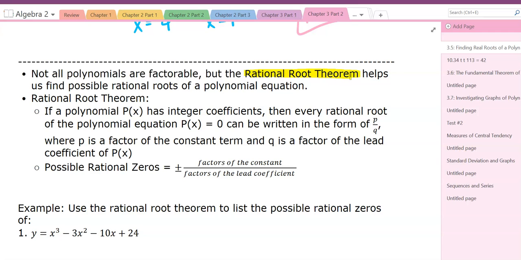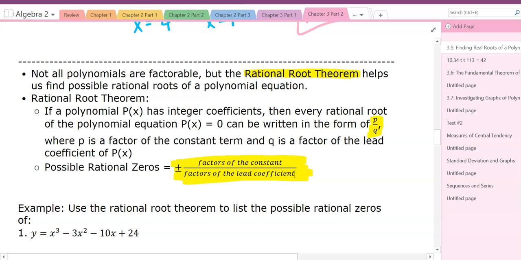So how do we find that? Well, we figure out two pieces from your polynomial equation. The first is the constant, and then the leading coefficient. I'm going to refer to those as P and Q. And so we put P over Q, which is what I have written right here, and this is the big expression that I'm highlighting right now.